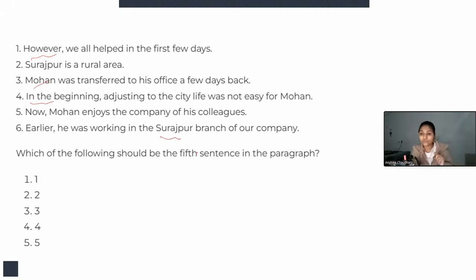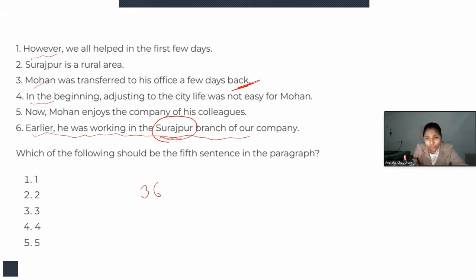So first of all, we need to introduce Mohan, right? So here Mohan was transferred to his office a few days back. So it would be the first statement, a few days back, right? So this is something that just happened. Before that, what happened? Here if we see that earlier he was working in the Surajpur branch of our company, right? So we will go into the past, then it would be 6.